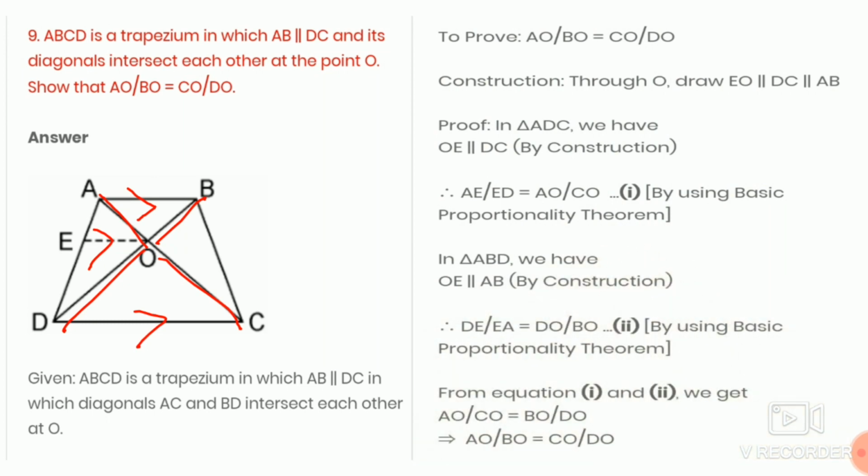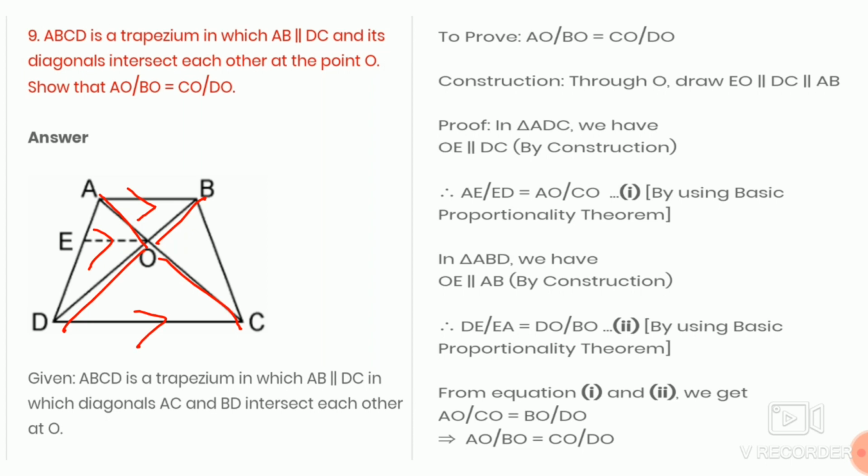So now we have to prove AO by BO equals CO by DO. We have made the construction, and now let's focus on the triangle which has these two lines, AC and BD, and also EO through it. So we can see triangle ABD has the side BD, from where we can get BO and DO, and it also has EO passing through O through it.